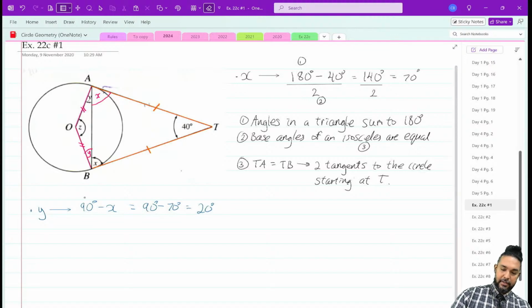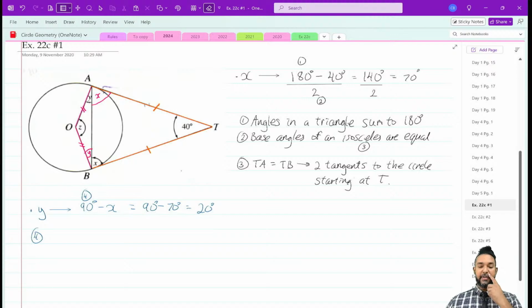We could put a little 4 here, and with the 4 we are applying how we know that's 90 degrees. Because this whole angle here is the angle between a tangent and a radius. And what did we learn about that angle? It's equal to 90 degrees. So the angle between tangent and radius is equal to 90 degrees.